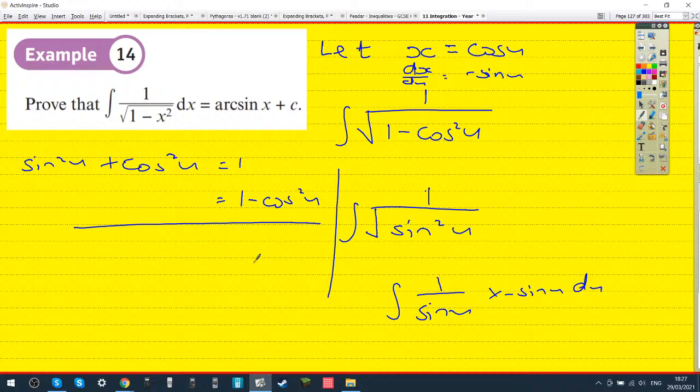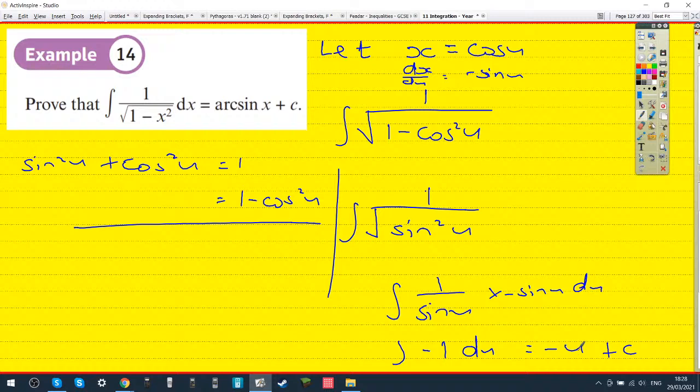And so now we just do minus sine u over sine u, which will be just minus 1. That will become minus u. So that's minus u plus c.